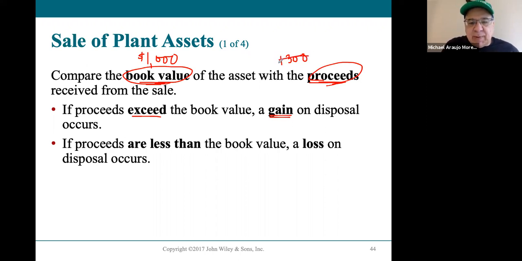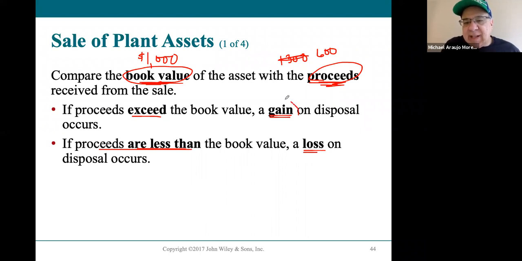Okay. But what if it was just the opposite? What if Pat knew that truck wasn't worth very much, although he was quite fond of it, and he offered me $600 for the truck, and I said, okay, fine. I want to get rid of the truck anyway. Let's do it. $600. Well, in this case, the $600 that he gives me is the proceeds, right? The book value is $1,000. So I just sold a $1,000 truck on my books for $600 in cash. So in other words, the proceeds are less than the book value, and so I'm going to record a loss when I sell that asset.